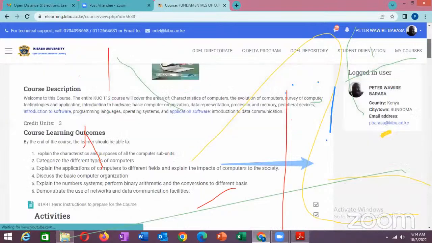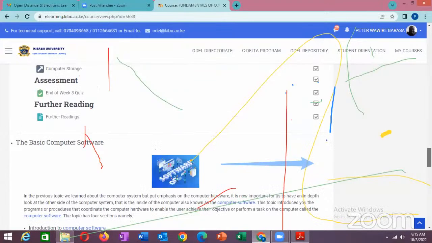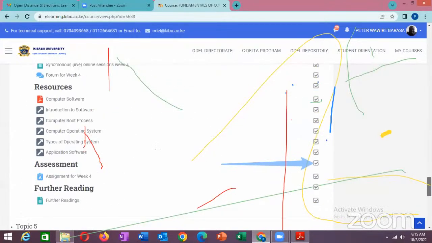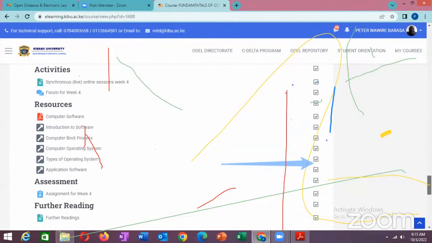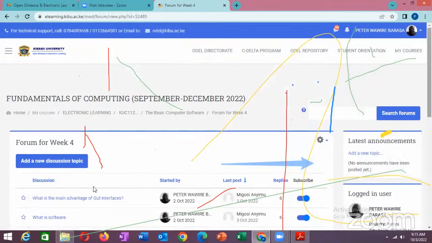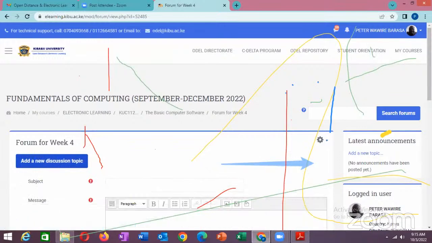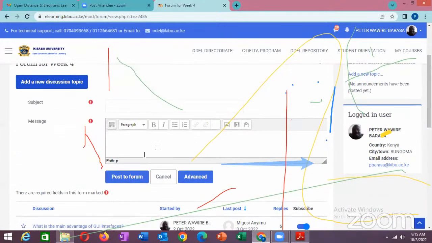So if you come here, I've said on week 3, I'm just adding. When you come to the notes, you will see that this particular week, I've already added the activities. So in the forum, I'm adding this particular question. I'm adding a new discussion that you will discuss during your own time. I'm posting a question.